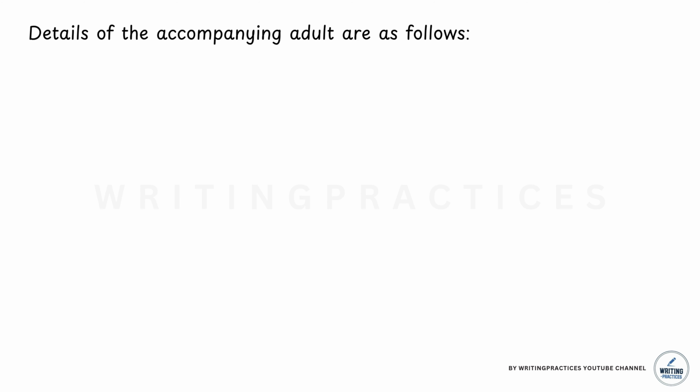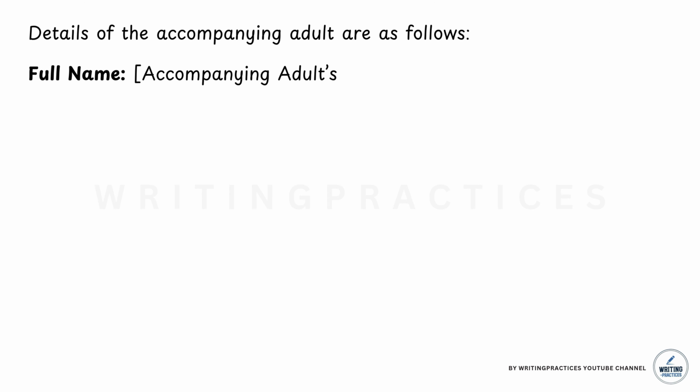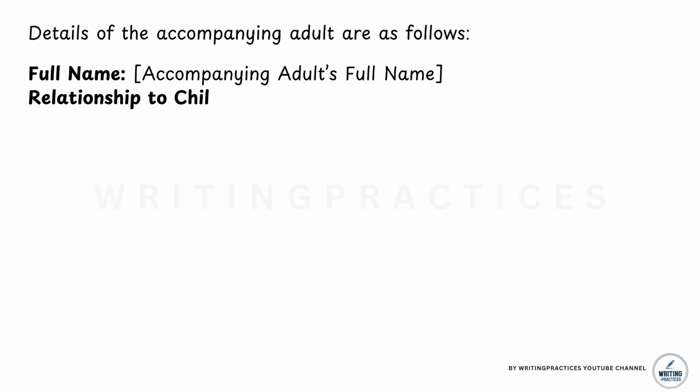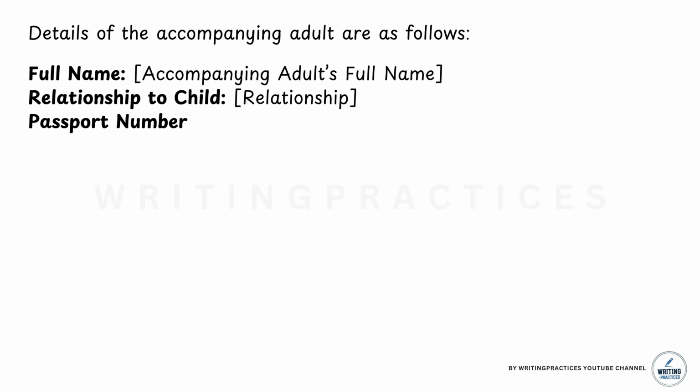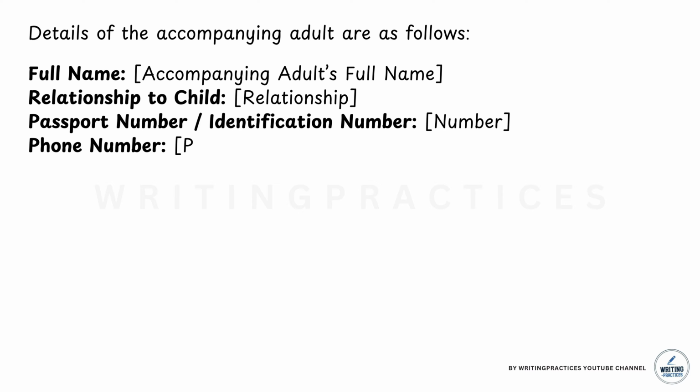Accompanying adult information. This section identifies the adult traveling with the child. For example, full name, Michael Miller. Relationship to child, uncle. Passport number, US 47289193. Phone number, 416-555-9182. This helps authorities confirm who is responsible for the child during travel. Pro tip, make sure the accompanying adult's information matches their travel documents exactly.